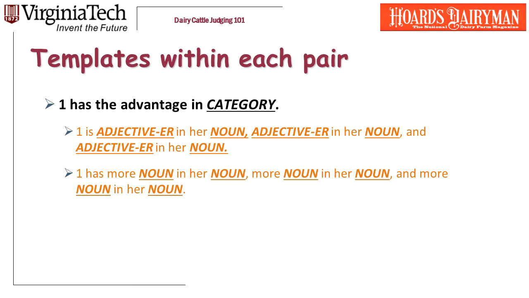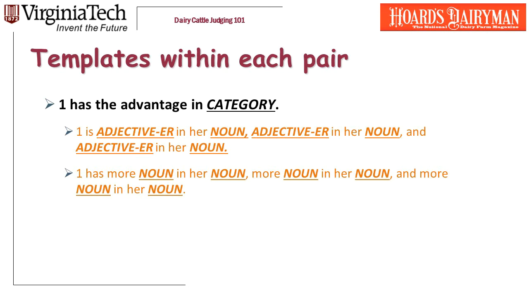You can plug in terms into these templates that are specific to the cow, and you can do it every time. Here's my opening sentence. One has the advantage in, name your category. Dairiness, mammary system, feet and legs. One has the advantage in, category. Follow with some detail. One is, put an adjective in there, stick an ER on it. In her, put a noun in there. Higher in her rear udder attachment. Another adjective with an ER on it. Stronger. In her, put a noun in here. Suspensory ligament. And put another adjective with an ER on it. Closer.